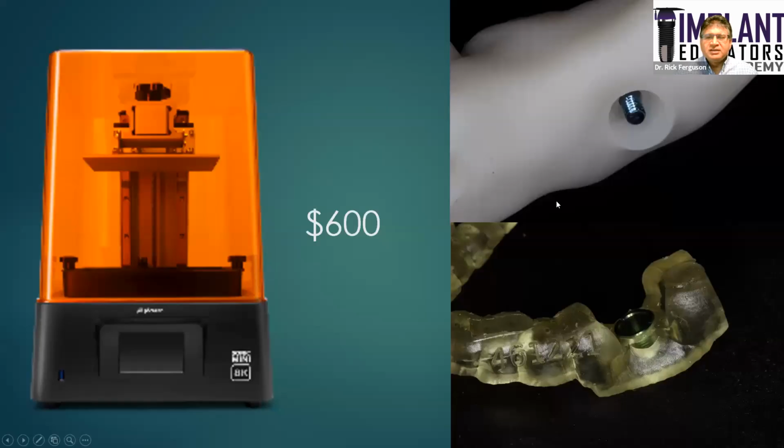We'll look at that in a second. This is what I'm talking about here. So this is, for example, a temporary hybrid, and this is a Rosen screw. This is going to go direct to a multi-unit abutment.